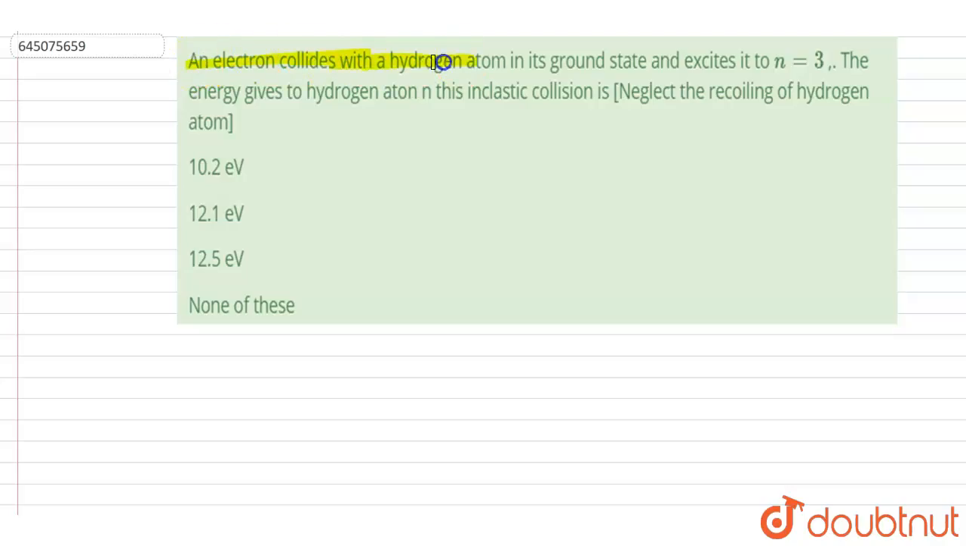Hello everyone. An electron collides with a hydrogen atom in its ground state and excites it to n equals 3. The energy given to the hydrogen atom in this collision is.